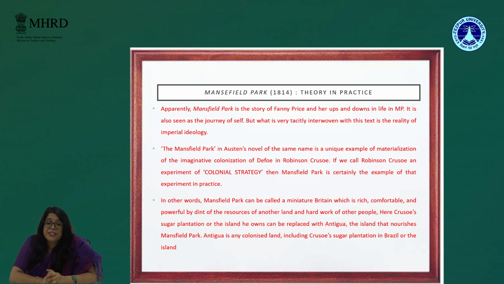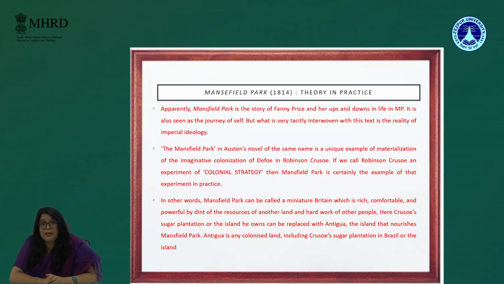In other words, Mansfield Park can be called a miniature Britain, which is rich, comfortable and powerful by dint of the resources of another land and hard work of other people. Here Crusoe's sugar plantation or the island he owns can be replaced with Antigua, the island that nourishes Mansfield Park.